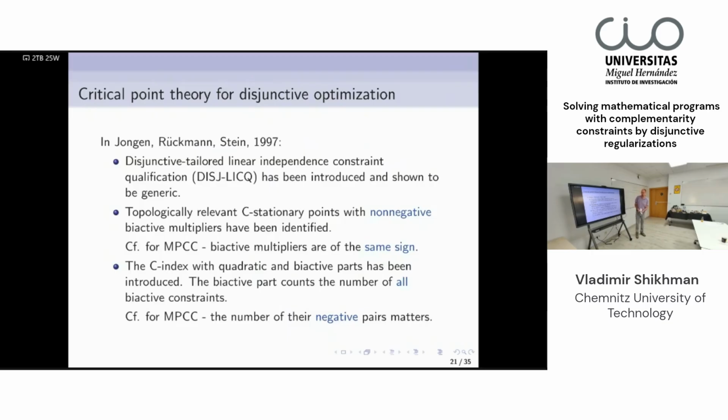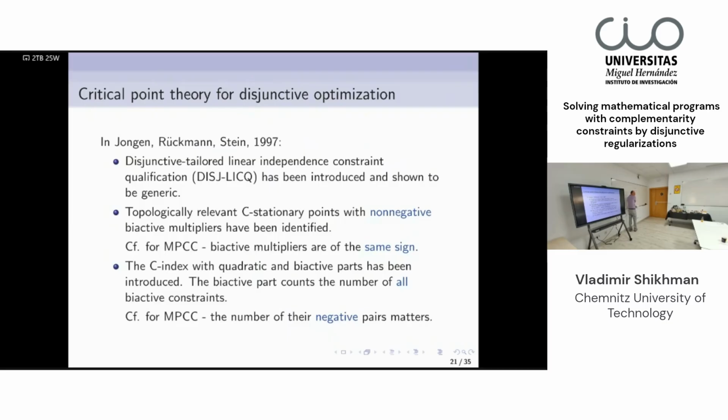The idea is that C-stationary points now have the condition that the active multipliers are non-negative. So you do not have plus, plus, minus, minus, you have plus, plus. The signs are a little bit different. And the index is not just negative pairs, but any pairs, because you have just positive pairs in the disjunctive optimization, you just count the pairs. Meaning that minima cannot live in this kink generically. Minima cannot be here.